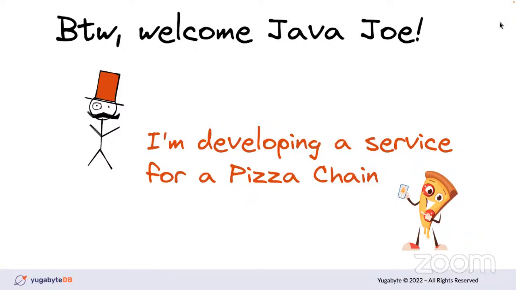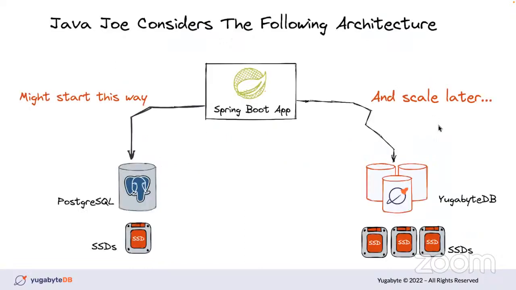Thank you. And today, please welcome my virtual friend, Java Joe. He's a senior engineer and architect who was charged to build a new service for a pizza chain. Not a pizza chain yet, it's a new business, a startup company that plans to open, let's say, the first location in New York City. But then, if everything goes all right, they are planning to expand across the nation and probably across the world. And Java Joe, as a software engineer, selected the following simple architecture.